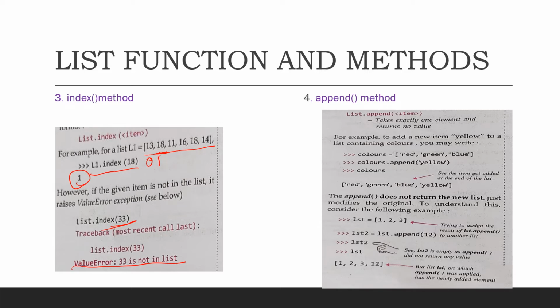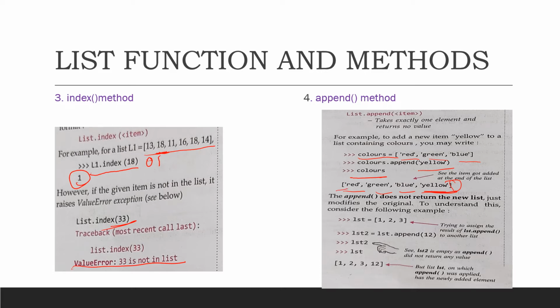Next is append. Append is nothing but just adding an extra value, like only one value can be added at the end of the list. So let's see an example. So over here colors is equal to red, green and blue. Now you want to add the color yellow. So you'll use this syntax, that is colors dot append yellow. So now when you run the program, the output comes as red, green, blue and yellow has got added in the last. And it is represented with the square brackets as you see here.